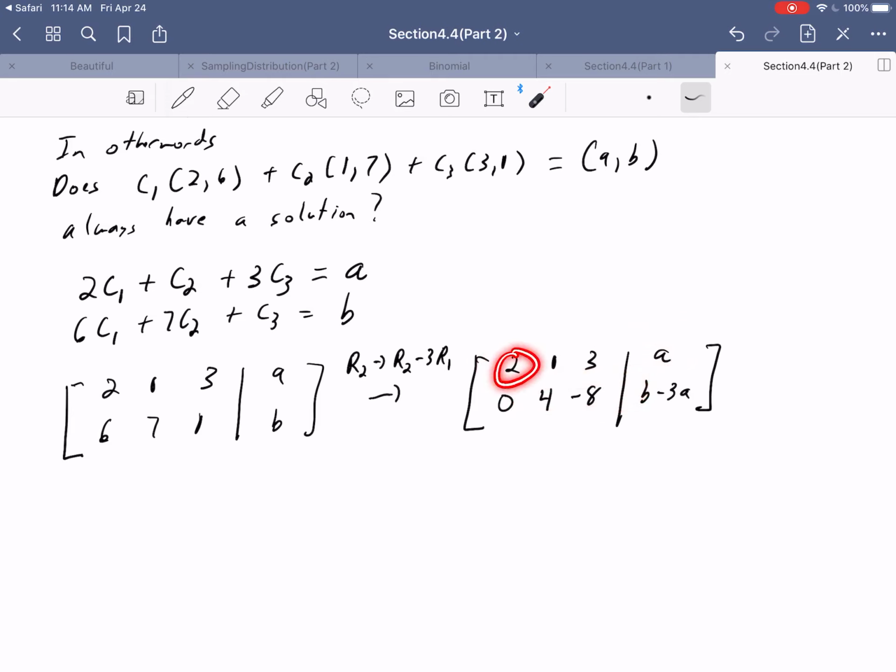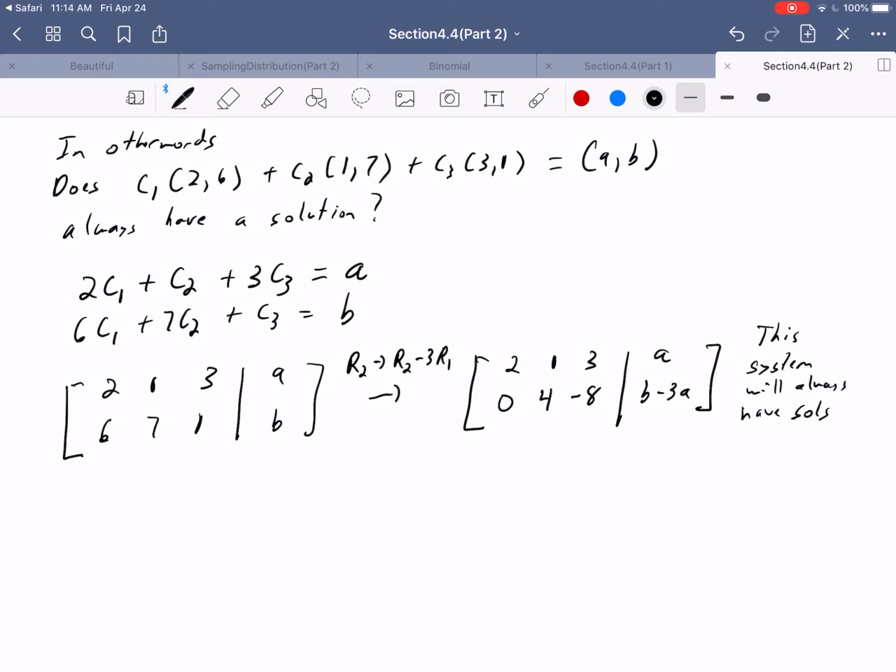The point is that there's 2 pivot positions, so the rank of this is going to be 2. But the rank of the augmented part is also 2, because there's only 2 rows here. So this system will always have solutions. Technically, it is always going to have infinite solutions because you have a rank of 2 and 3 variables. But again, we don't really care. We just care, does it always have at least one solution?